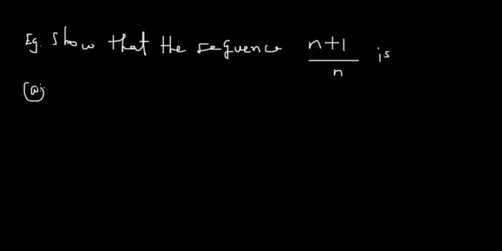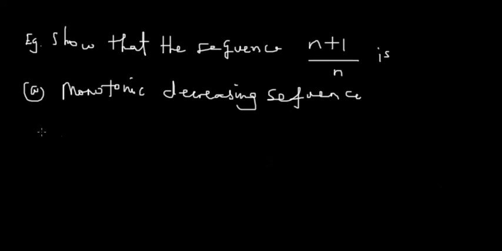Right, so let's say an example, okay? We have to show that the sequence, so now this is the sequence, n plus 1 divided by n, is A, a monotonic decreasing sequence, okay? And then B, a bounded sequence, okay?